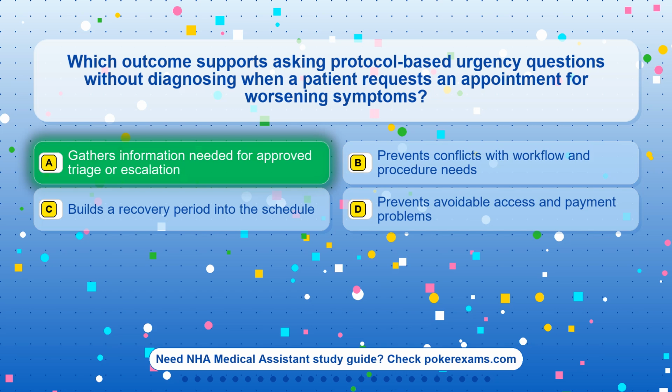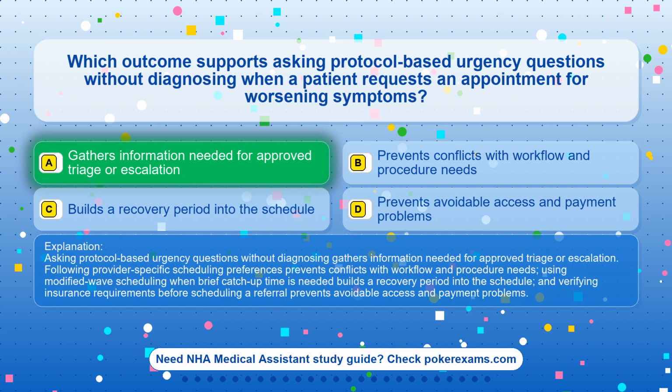The correct answer is option A, gathers information needed for approved triage or escalation. Asking protocol-based urgency questions without diagnosing gathers information needed for approved triage or escalation. Following provider-specific scheduling preferences prevents conflicts with workflow and procedure needs. Using modified-wave scheduling when brief catch-up time is needed builds a recovery period into the schedule, and verifying insurance requirements before scheduling a referral prevents avoidable access and payment problems.